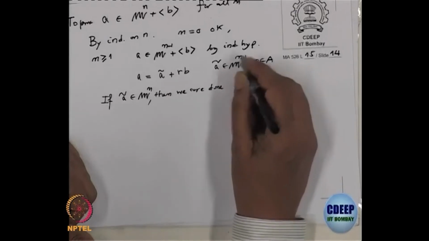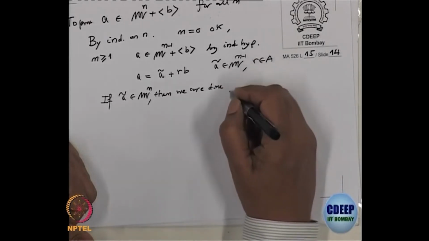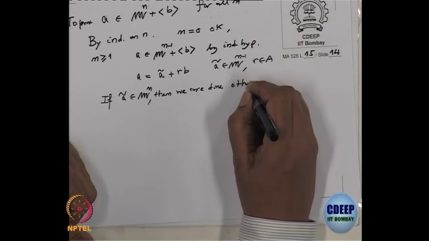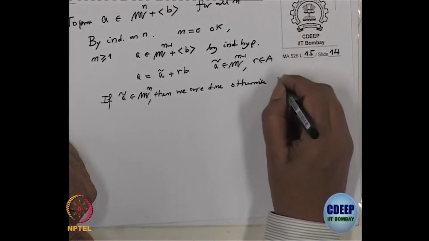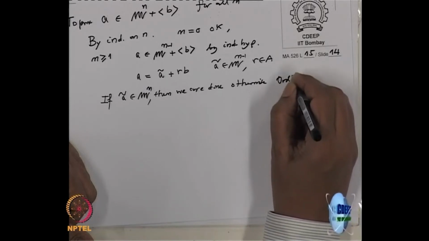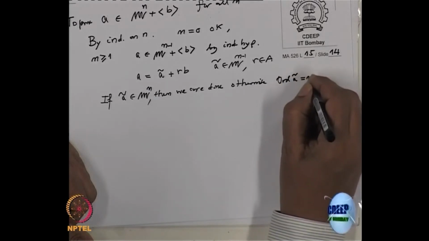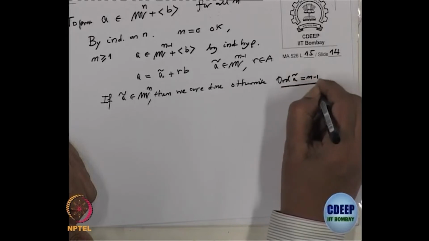Otherwise what? Otherwise it is exactly here. So, that means otherwise the order of a tilde is n minus 1. Now, let me explain this term, order of a tilde.